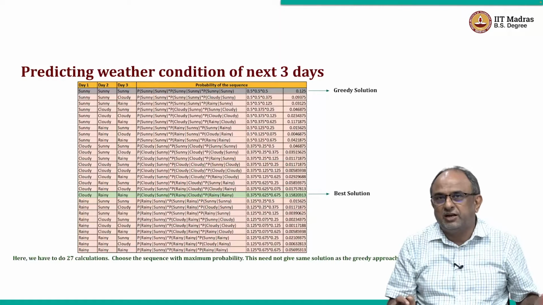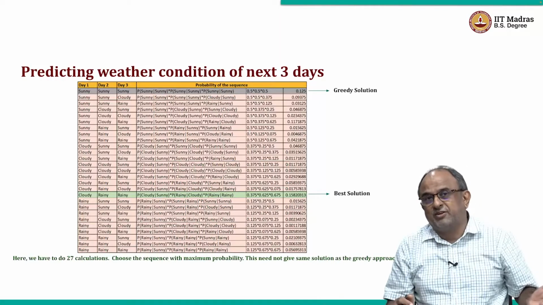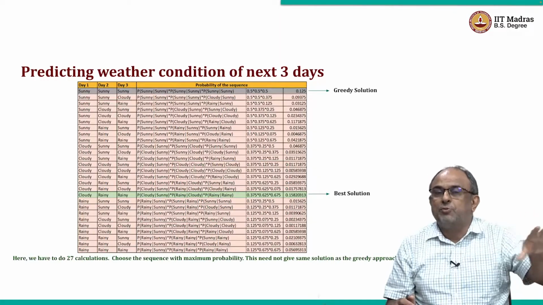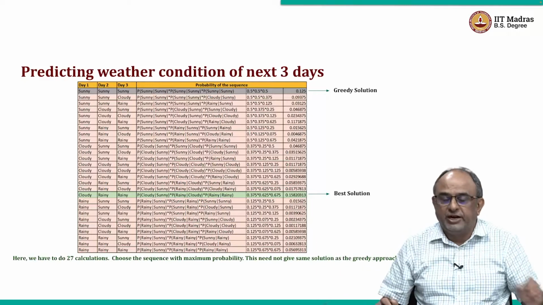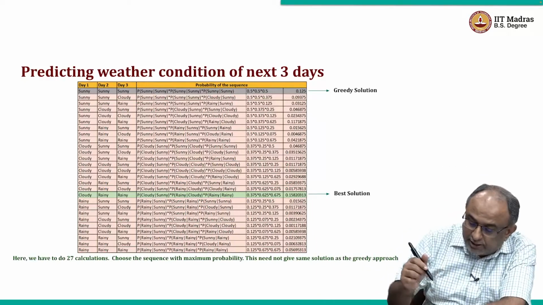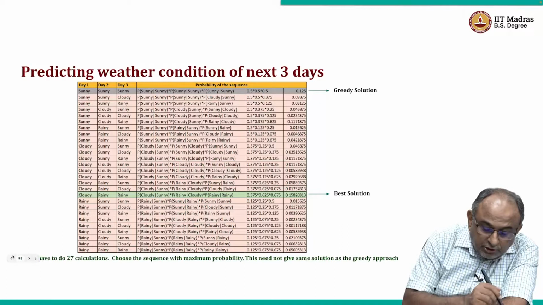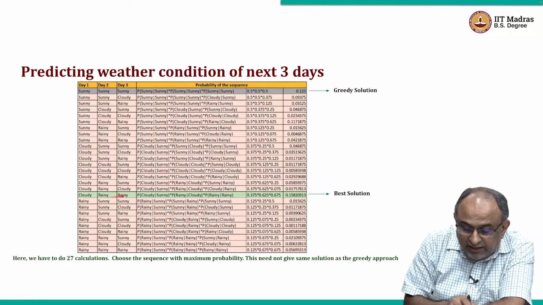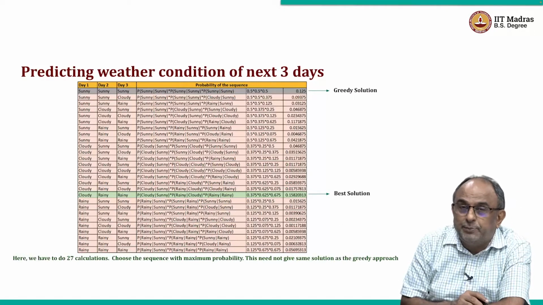This is most likely, most probable. So I am going to choose this and say this is the best 3-day forecast I can have. Okay, so why did cloudy, rainy turn out to be highly probable?